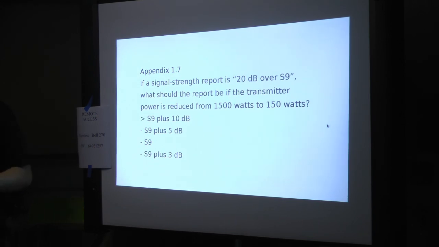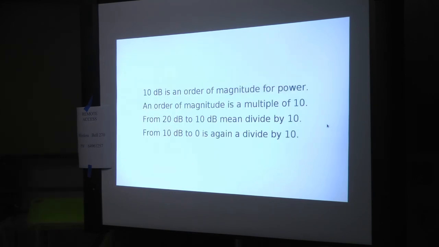That is correct. Because the power is reduced by an order of magnitude, that is, it's divided by 10, that's 10 dB. Because dB work on a log scale, and engineers love logarithms. So 10 dB is an order of magnitude of power, an order of magnitude is a multiple of 10. From 20 dB down to 10 dB divides by 10. If you want to go from 10 dB down to 0, which would just be S9, you have to divide again by 10, or 10 more dB.